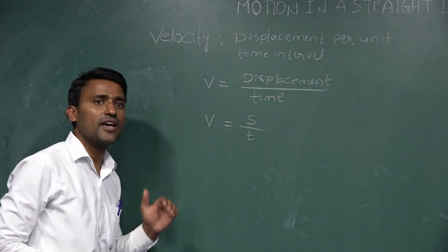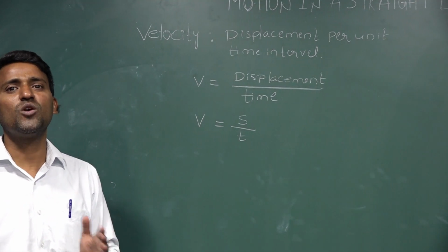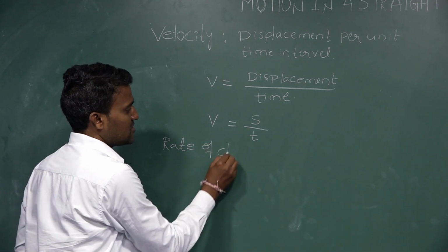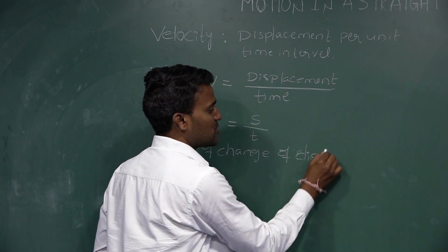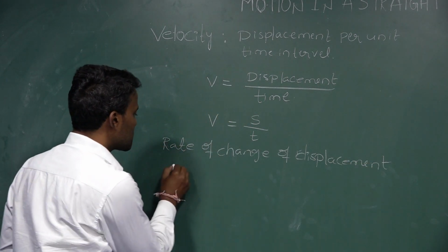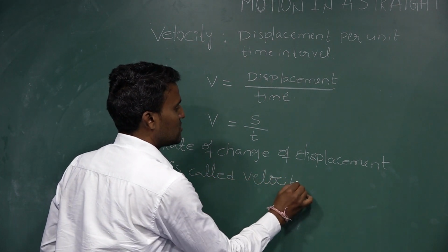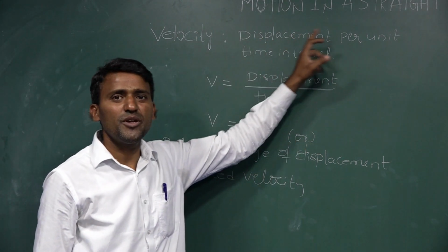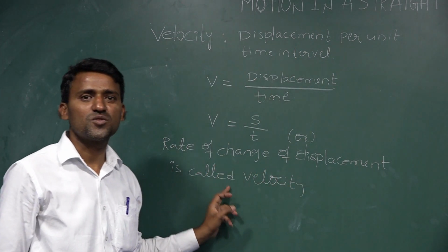We can define this in another way also. A rate of change of displacement is called velocity. So in two ways you can write here. Velocity is displacement per unit time interval. Rate of change of displacement is called velocity.